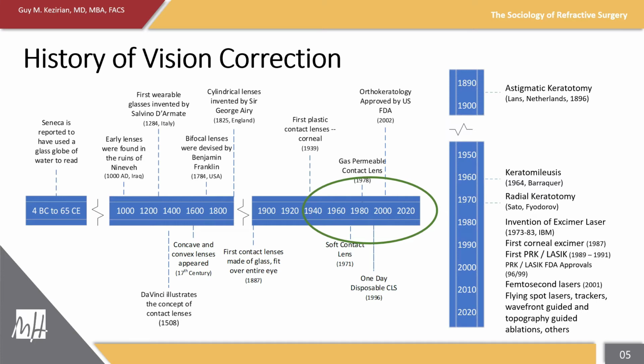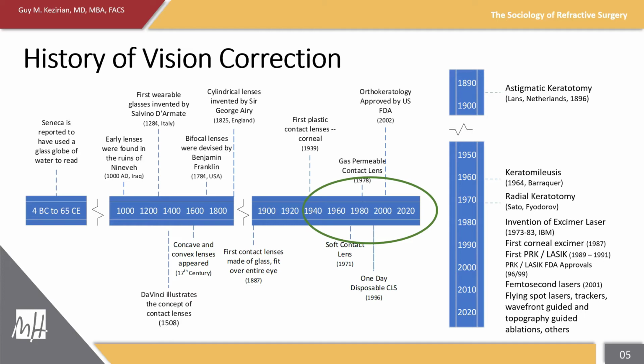From a sociological perspective, the history of vision correction is fascinating. In the BC era, there really was no vision correction. There are some anecdotal reports of Seneca and others holding a glass globe of water as a magnifier to read. It wasn't until the ruins of Nineveh around the year 1000 that we find evidence of actual lenses being used, and wearable lenses weren't invented until the 13th century. Da Vinci illustrated the concept of contact lenses, but they didn't appear until 1887, and at that time they were made of glass and covered the entire eye.